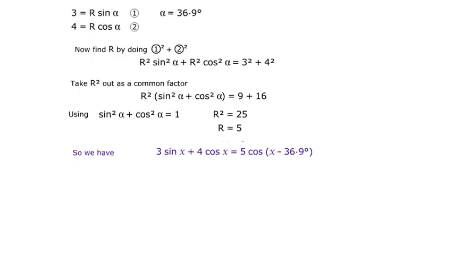So putting all that back together, remember that we were aiming for r cos of x minus alpha. Well, we now know that r is 5, so we can put that in. And we now know that alpha is 36.9, so we can put that in. So we end up with 5 cos of x minus 36.9.